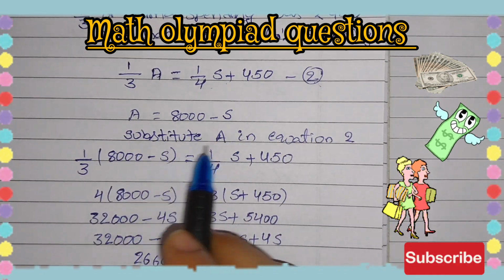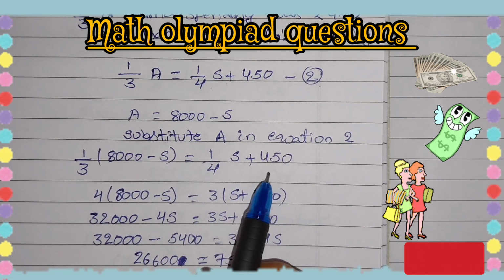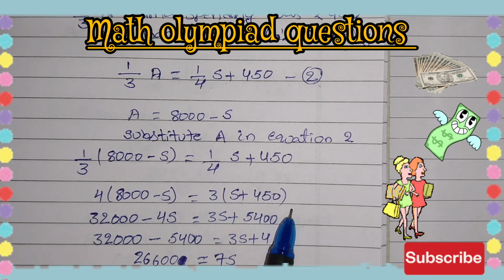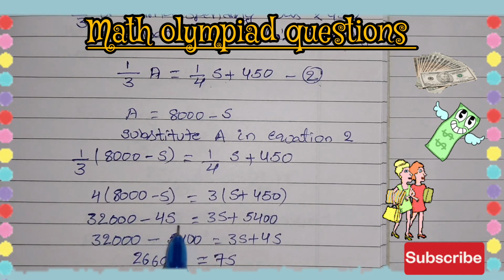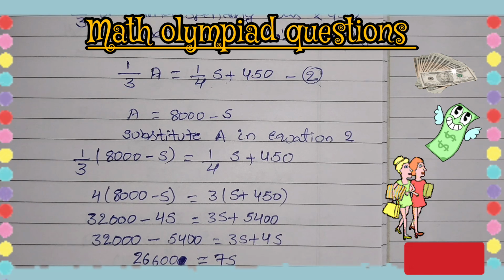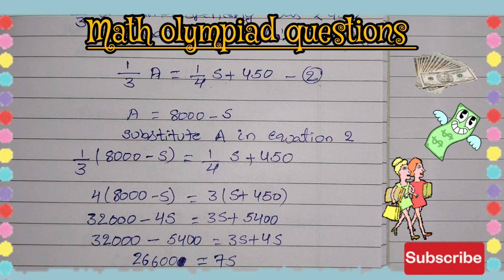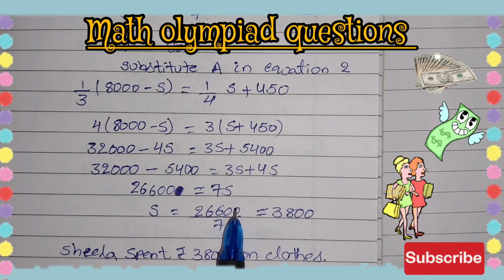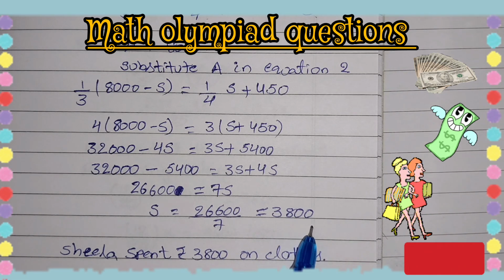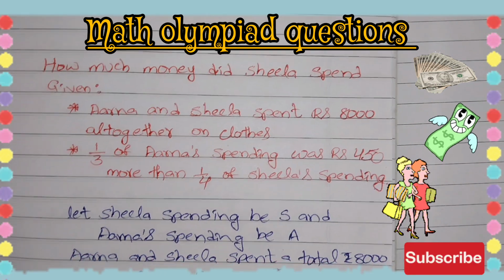Substitute A in equation 2. 1/3 of (8,000 minus S) equals 1/4 S plus 450. 4 times (8,000 minus S) equals 3 times (S plus 450). 8,000 multiplied by 4 equals 32,000, minus 4S, equals 3S plus 5,400. 32,000 minus 5,400 equals 3S plus 4S. 26,600 equals 7S. S equals 26,600 divided by 7, which is 3,800. Sheila spent 3,800 rupees on clothes.